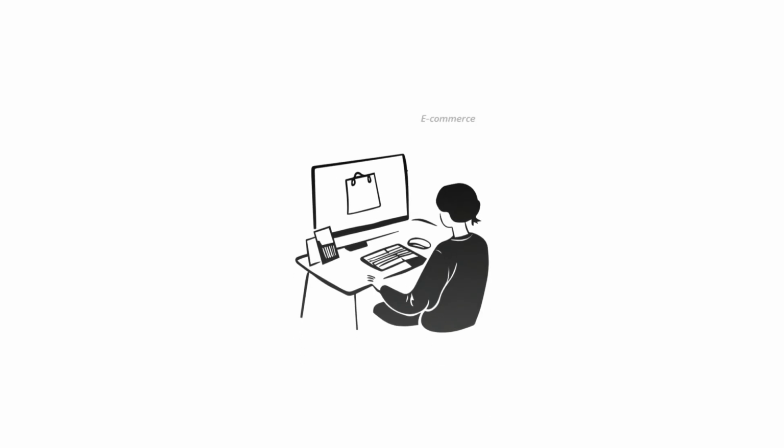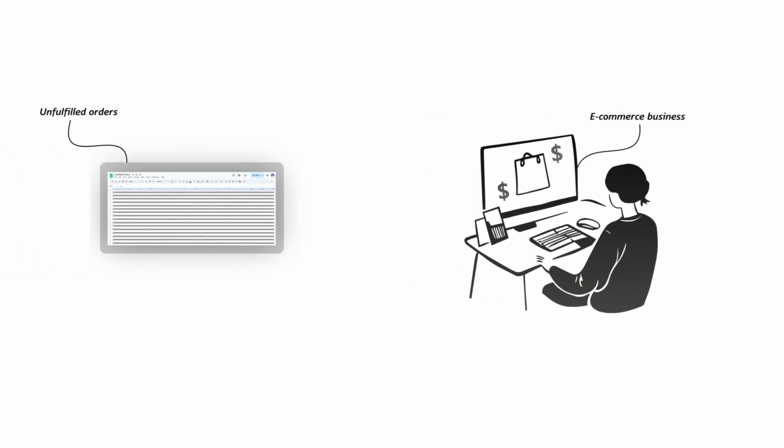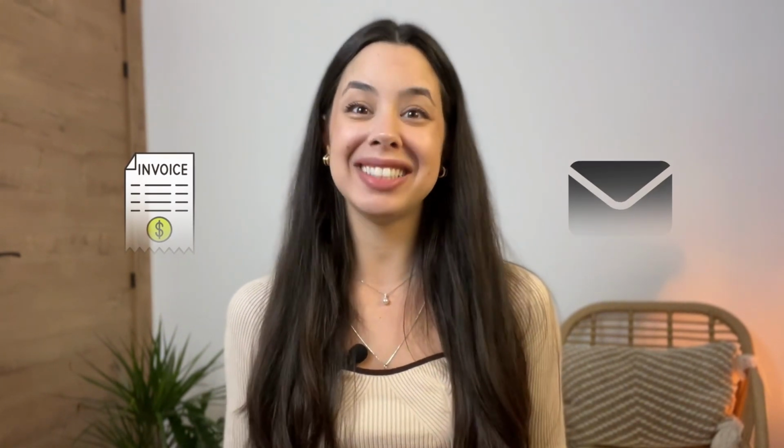Or let's say you run an e-commerce business. You just had a big sale, and now you have a list of unfulfilled orders in a spreadsheet. A loop lets you process each order, generate invoices, and send tracking emails one at a time, automatically. Loops let you take bulk data and process it step by step, just like a person would, but at scale.